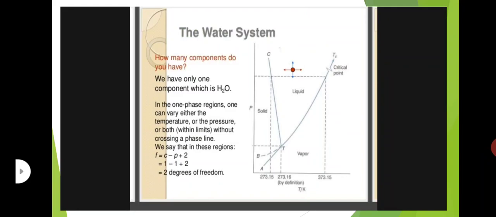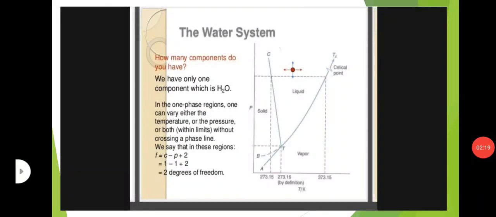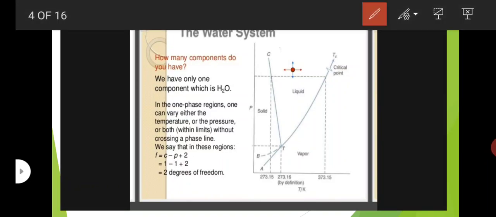Okay, here we are discussing the water system. How many components do we have? Here we have only one component, which is water. We are observing the water system, and the chemical formula of water is H2O. So here we have only one component, that is H2O.